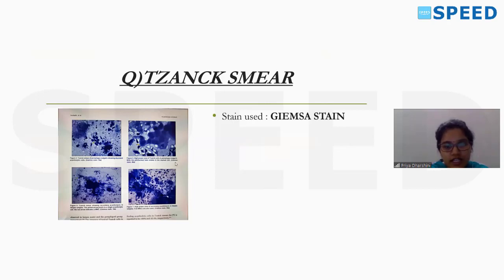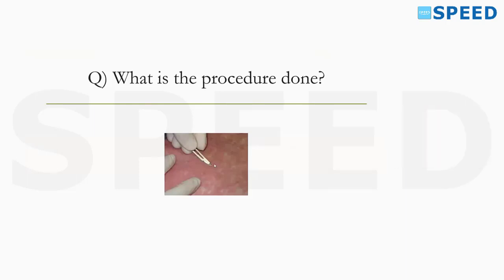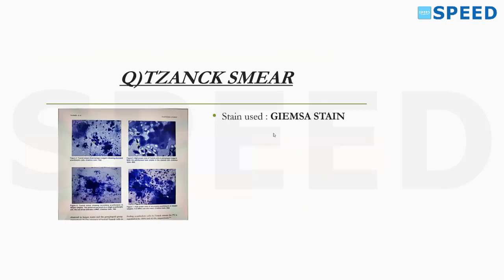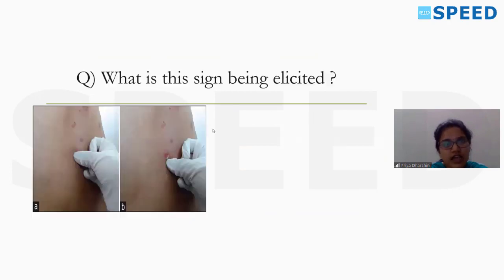In Tzanck smear, what we do is first we rupture the bulla, deroof it, and scrape off the fluid and tissue material from the base of the bulla, spread it over the slide, air dry it and heat fix it. Then we use a stain called the Giemsa stain, and we keep the slide for 10 to 15 minutes. Then we stain it and see it under the microscope. And in the microscope, what you can see is the picture shown in this slide. This is the picture we can see in pemphigus vulgaris patients. These are acantholytic cells grouped together. This is the classical finding seen in pemphigus vulgaris.